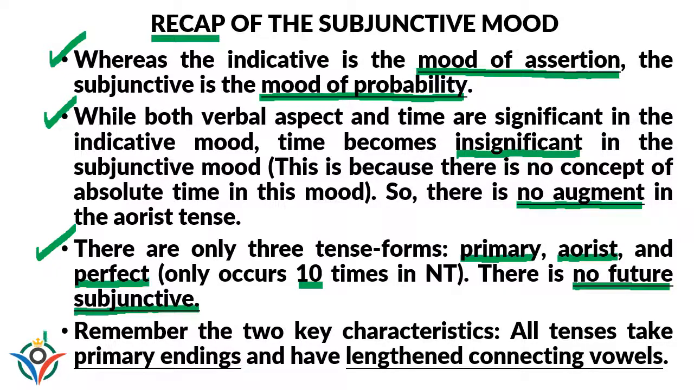And then finally, remember the two key characteristics of the subjunctive mood. Firstly, all tenses take primary endings and have lengthened connecting vowels.